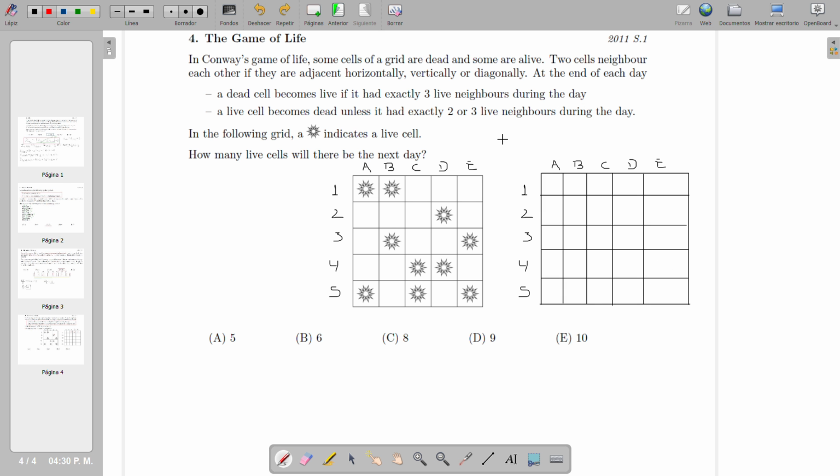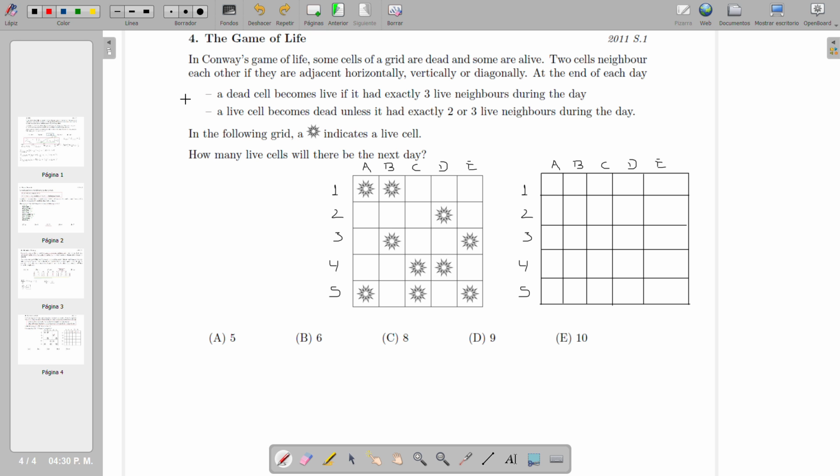Hello everyone, continuing with the exercises from the applying. This is exercise number 4, the game of life. In Conway's game of life, some cells of a grid are dead and some are alive. Two cells neighbor each other if they are adjacent horizontally, vertically, or diagonally.